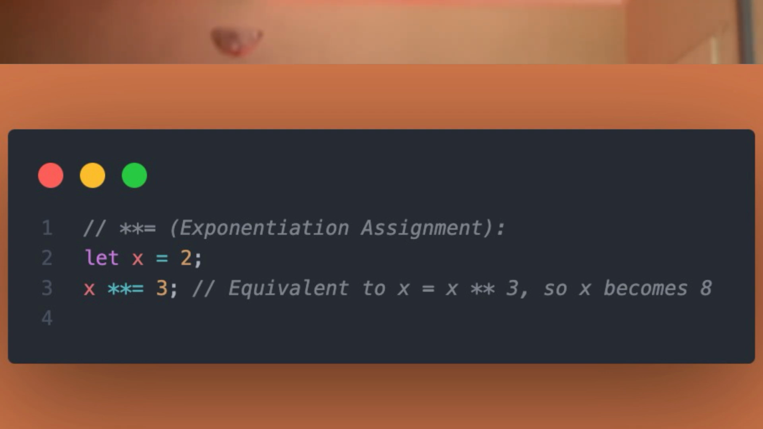If x exponential equal 3, that would be 2 times 2 times 2. Our x will now become 8. But also, please note this down, we also have bitwise assignment operators. We are not going to be talking about that in this video. Just note that we have that. We have bitwise assignment operators.